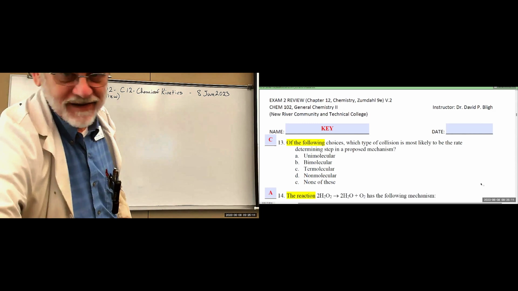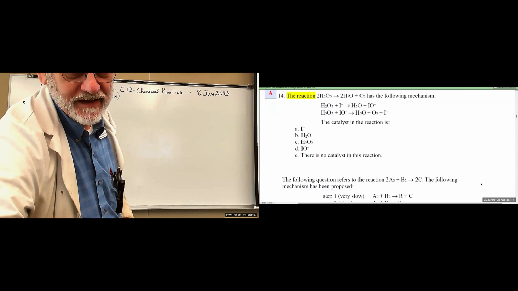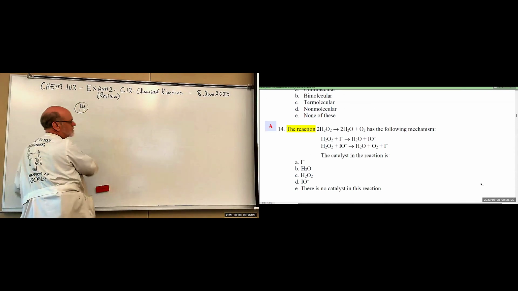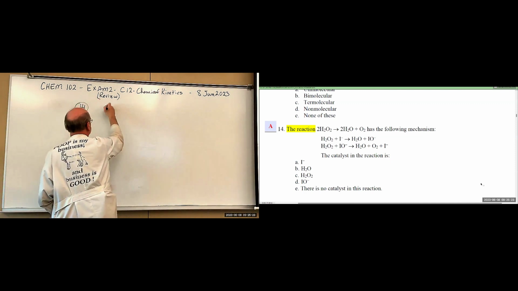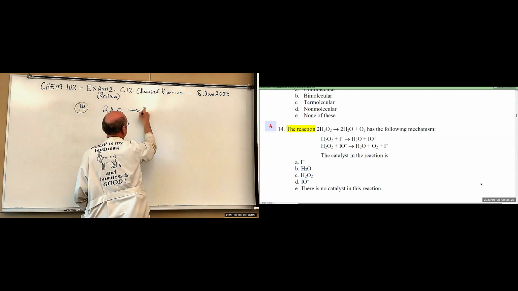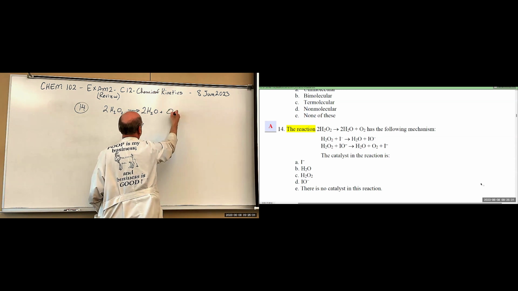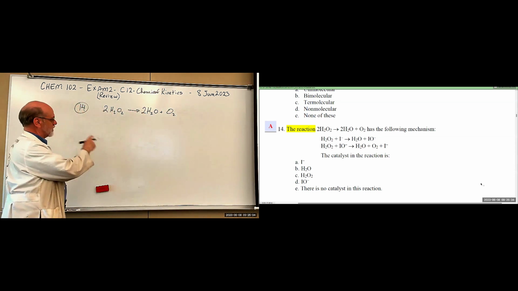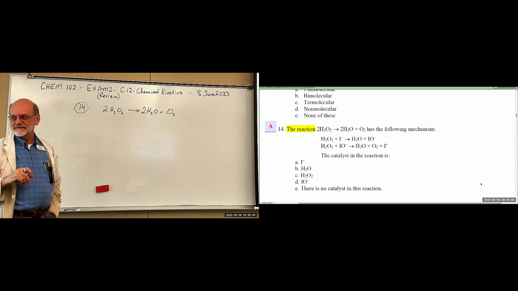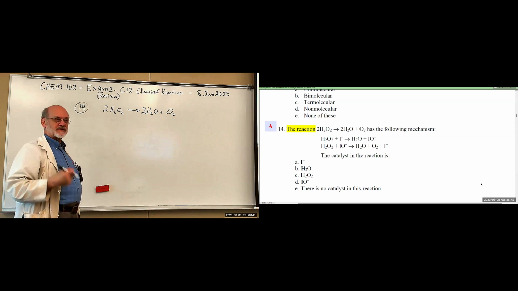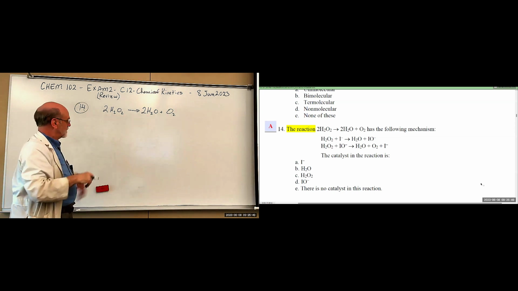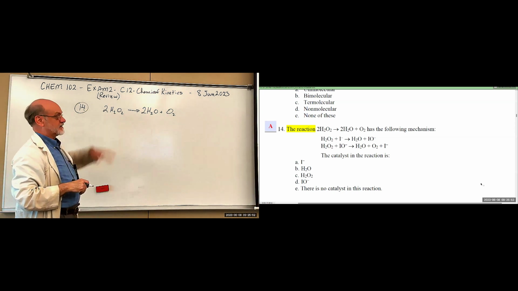Okay, 14. For this reaction, 2H2O2, which is hydrogen peroxide, yields 2 waters and an oxygen. And we saw the catalyzed version of that reaction in that little video, where they poured the potassium iodide in there and it exploded. This is the reaction that occurred, only this one doesn't have a catalyst in it. It doesn't say it has a catalyst.